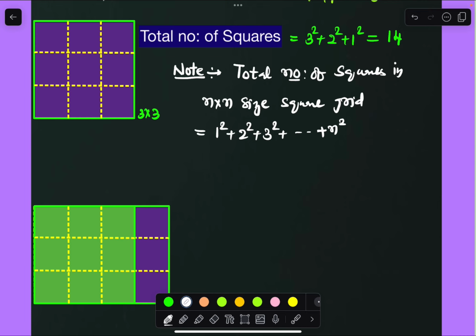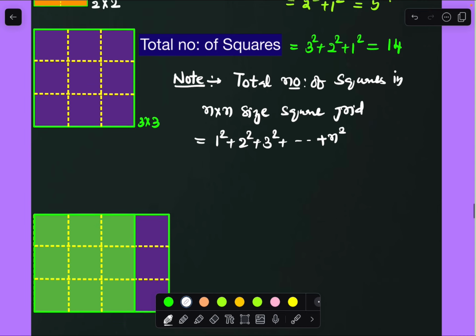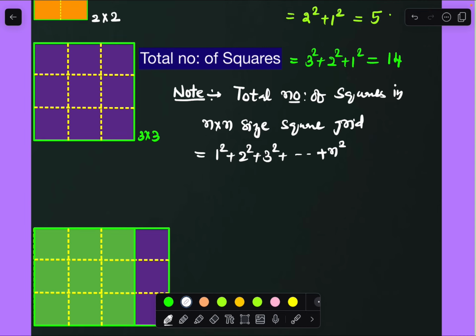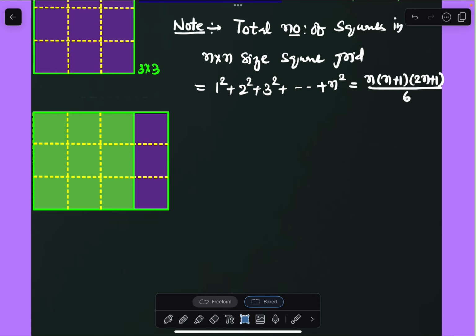So first I'm calculating the total number of 1 by 1 unit size squares, n square we will get. After that the base is decreasing by 1 continuously till 1, right? This value is nothing but n into n plus 1 into 2n plus 1 by 6 we can get, right? The total number of squares in an n by n size grid is n into n plus 1 into 2n plus 1 by 6. This is the formula, right?